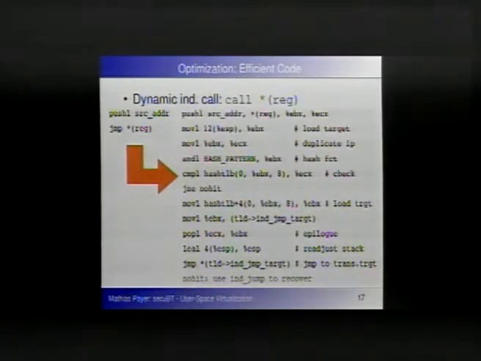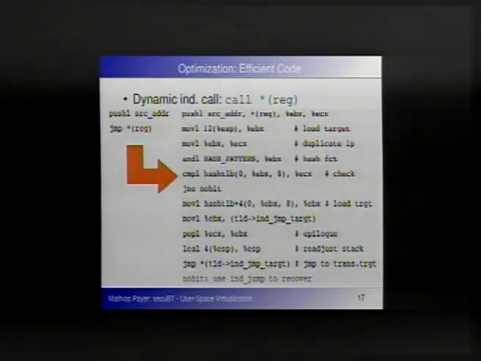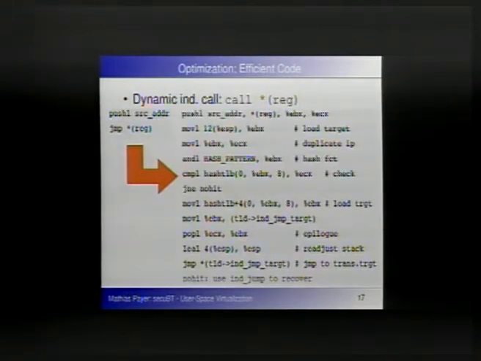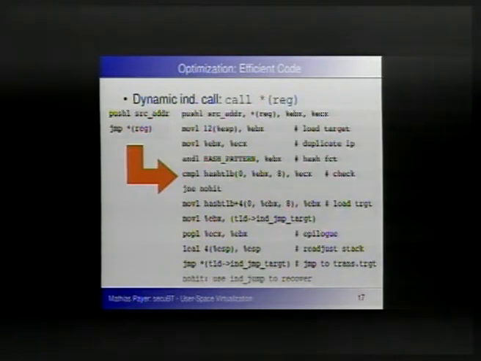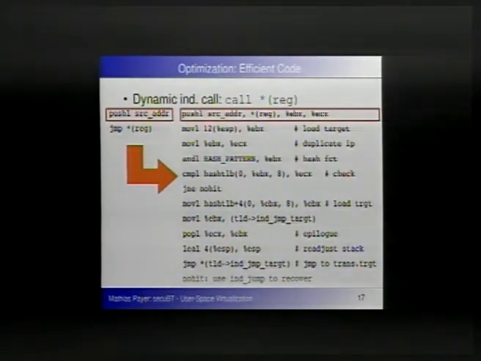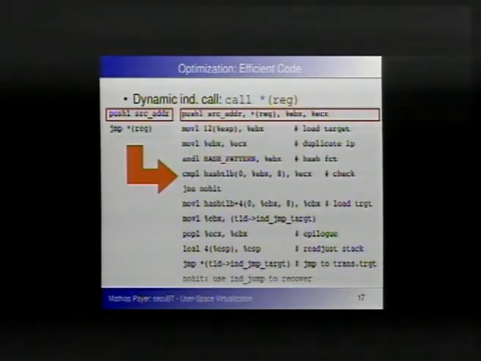On the other hand, if we have a dynamic indirect call through a register or something like that, once again, on the left-hand side, we have how this instruction will look in the processor. It's a push of the source address and then a jump to that specific register. On the right-hand side, we translate that instruction into a lookup into the mapping table. And we emit all the code into the code cache.